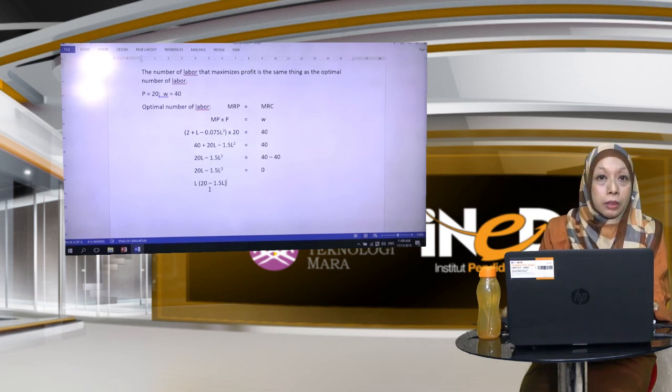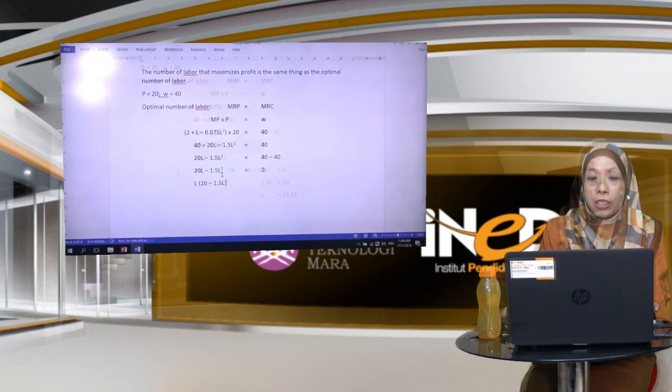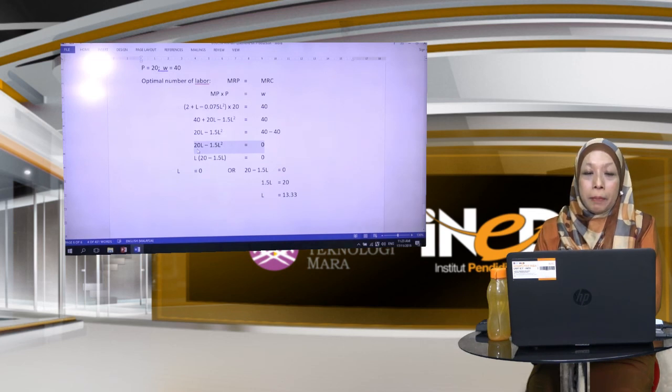But remember, when you cross multiply, for example, L times 20, you're going to get 20L minus, you write down the minus sign, and L times 1.5L will give you back the 1.5L squared. So far we have already managed to simplify this equation into 20L minus 1.5L squared equals 0. To solve for L, you are required to factorize the function on the left hand side. To factorize it, what I did was I bring up L, and in the brackets I have 20 minus 1.5L.